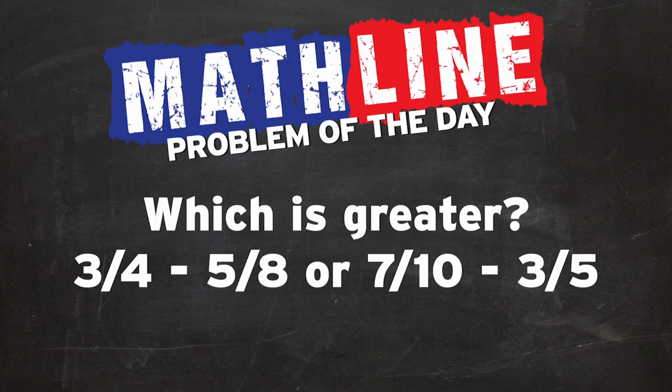Now some of you are going like, that's a 50-50 chance. I could flip a coin and say which one. Maybe so, but if you know how to do it exactly, we'll nail it. So again, which is greater? 3/4 minus 5/8, two fractions of course, or 7/10 minus 3/5, two other fractions. You say, oh man, you're going to get some fractions today. Let's see what we've got to do.